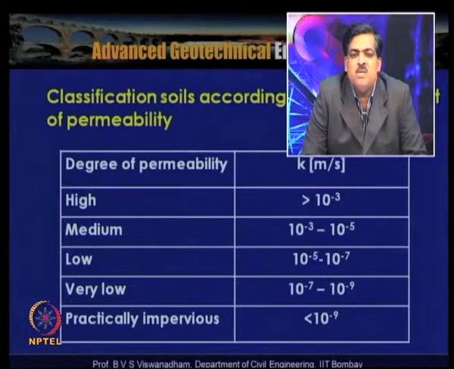we can say that the soil has medium permeability. Low is between 10 to the power of minus 5 to 10 to the power of minus 7 meter per second, and very low is between 10 to the power of minus 7 to 10 to the power of minus 9 meter per second. The soil is classified as practically impervious if the permeability is less than 10 to the power of minus 9 meter per second.